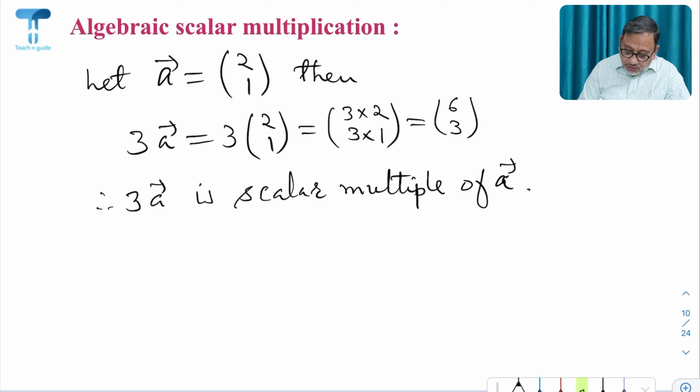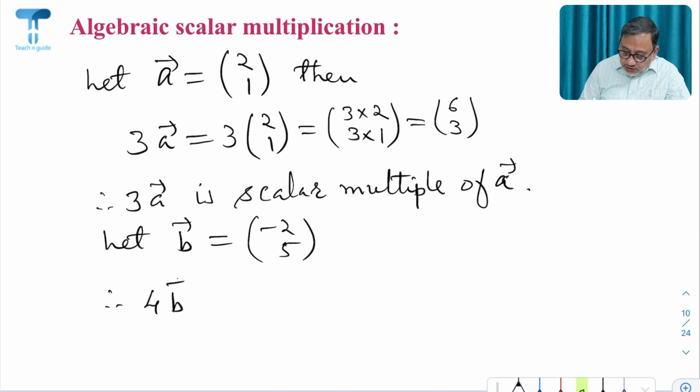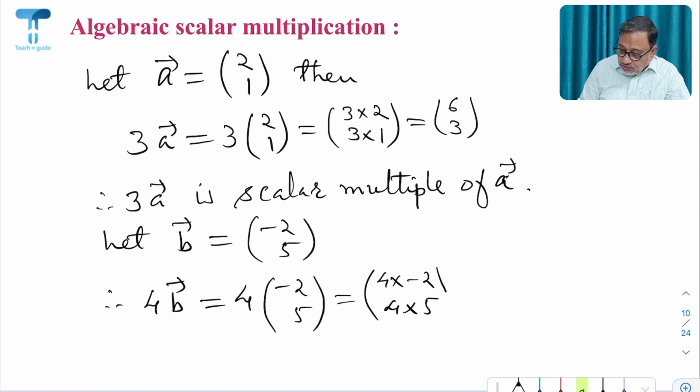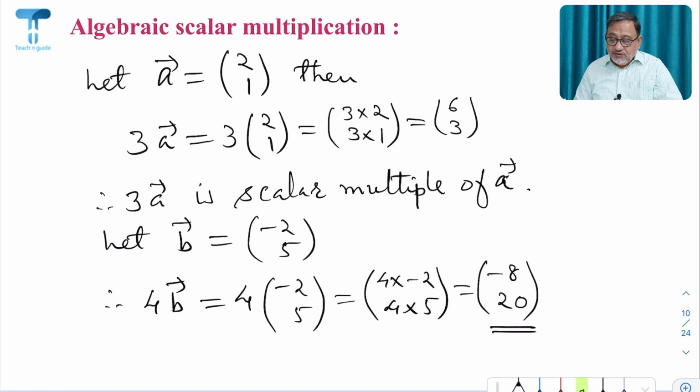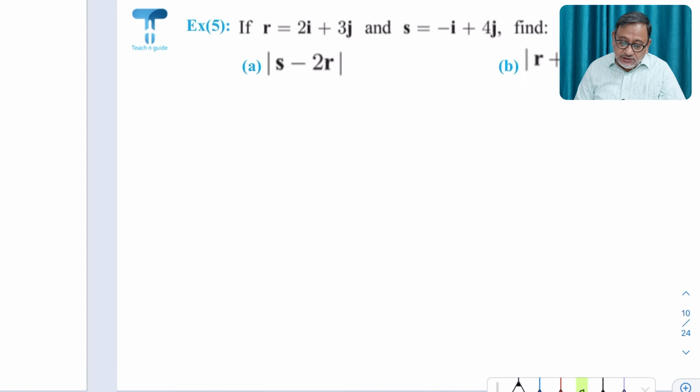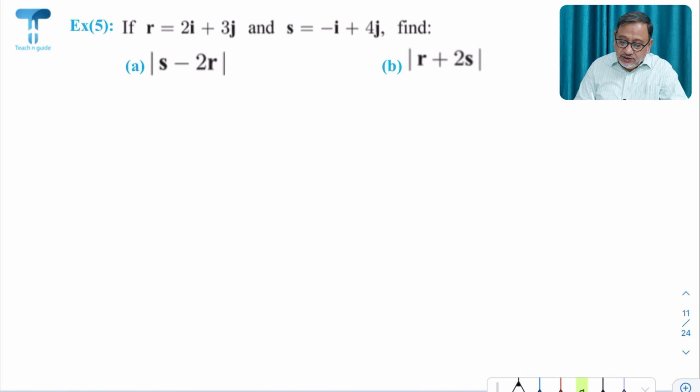Okay. So I hope you understood this. In the same way, suppose let B is another vector (minus 2, 5). So therefore 4B. How I am going to get 4B? 4 times the column vector (minus 2, 5). Then I will multiply each component by 4. So my answer will be (negative 8, 20). This will be my scalar multiple of the vector B. So I hope you understood this. Now we will solve this question.